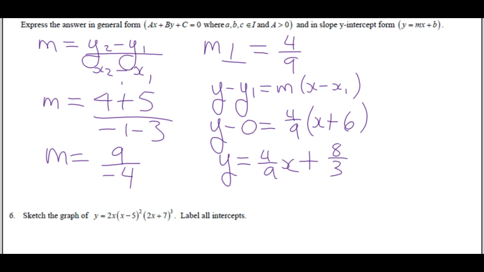So there's slope-intercept form, right? We got y equals mx plus b. General form, okay, general form is Ax plus By plus C, where A, B, and C are integers, so what are we going to do? Multiply through by?